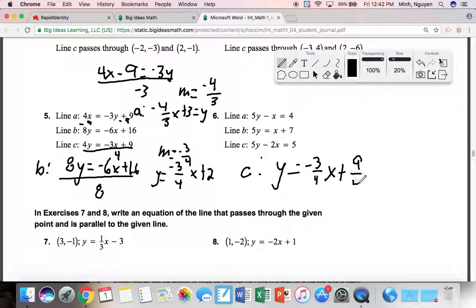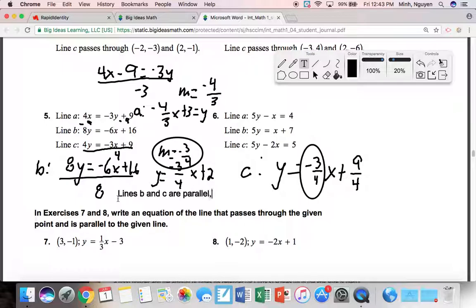Now don't forget, we do not care about the intercepts for parallel lines and perpendicular lines. We just care about the slopes. So what is this the same as? Negative 3/4. Lines B and C are parallel. They both have slope negative 3 divided by 4. If you want to write a fraction, I recommend you do that.